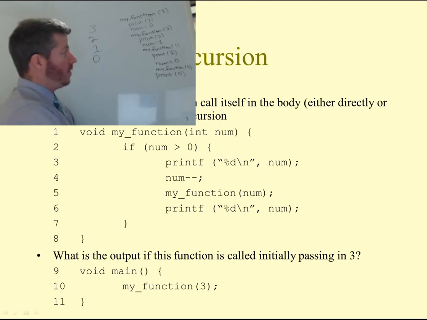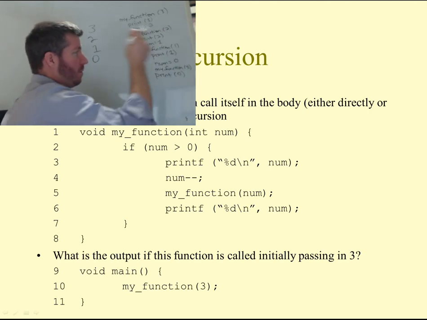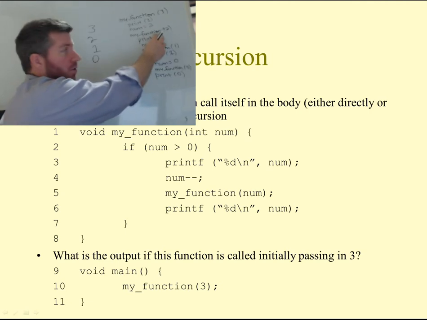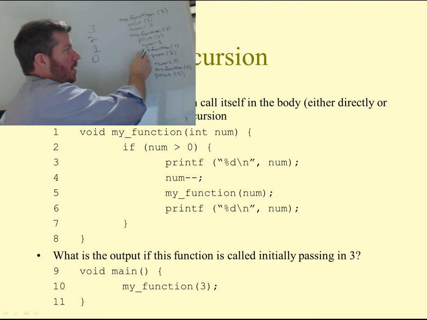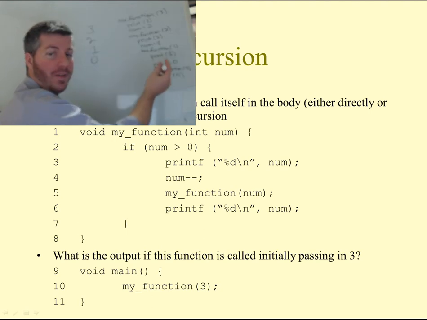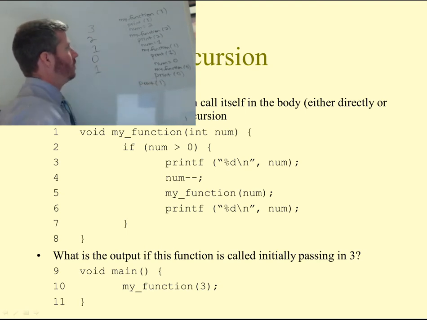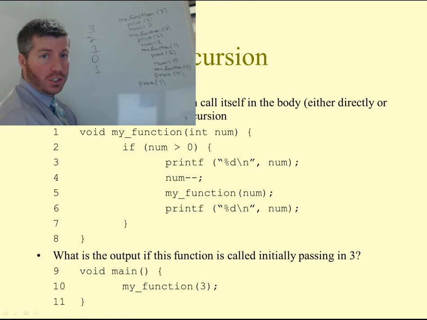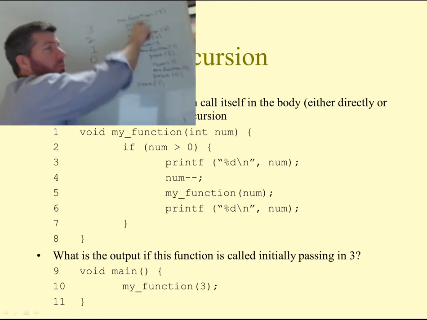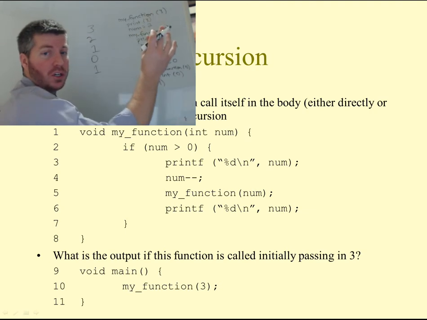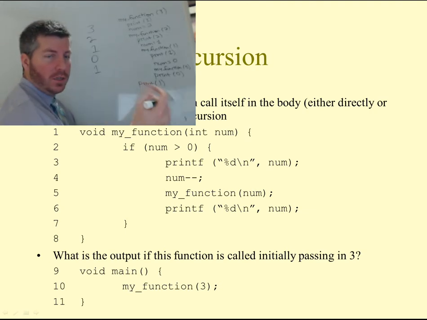Okay, and then now this function, my function passing in a 1, terminates. So now, when I called my function passing in a 2, it printed 2, it set num equal to 1, it called my function with 1. Now that that's done, it goes to the next line, which is, well, let's print out a 1. And then that function terminates. Now when I called my function passing in a 3, it said print 3, change num to be 2, call my function of 2, which just terminated. The next line says print out a 2.